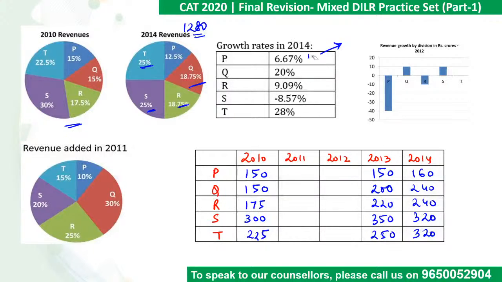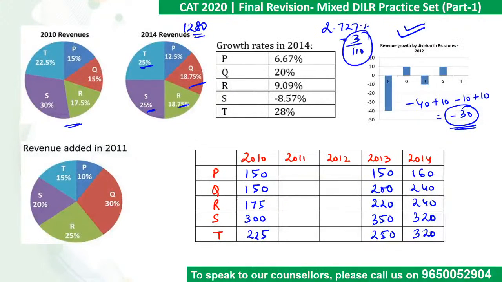Now I am saying in 2012, look at this figure here. Revenue growth by division in crores. So in 2012, how much growth was there? P decreased by 40, Q increased by 10, R decreased by 10, S increased by 10. So net there is a decrease of 30. In 2012, there is a decrease of 30. And I hope you guys remember there is a decrease of 2.72%, that is 3 by 110.